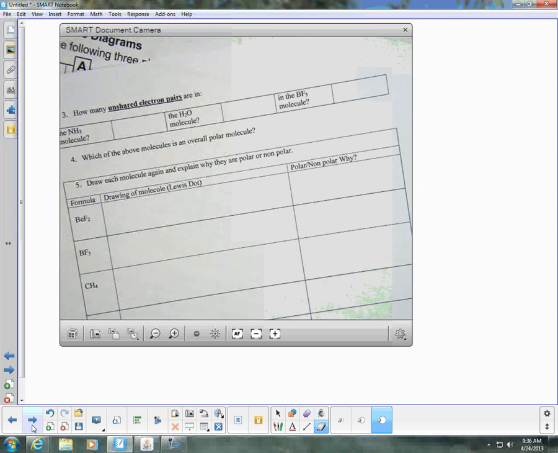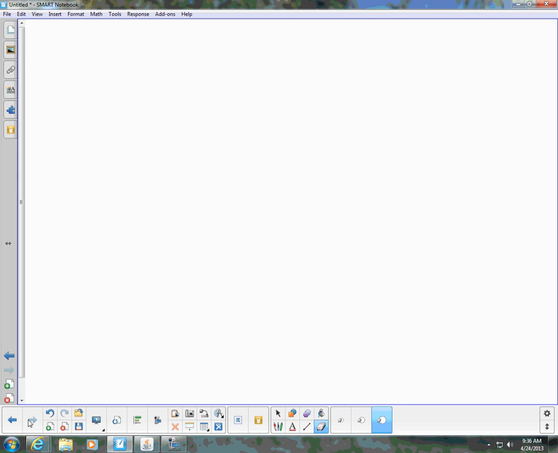I want to show you really quickly polar and nonpolar. If I were to do nitrogen with hydrogen, nitrogen has how many around it? How many does nitrogen have around it, guys? 5. 2 in the S, 1, 2, 3 in the P. How many does hydrogen have around it? 1. So if I put hydrogen here, I'm going to get this.